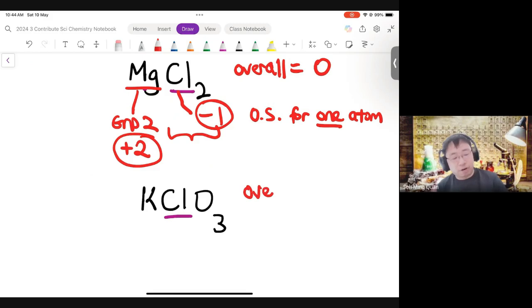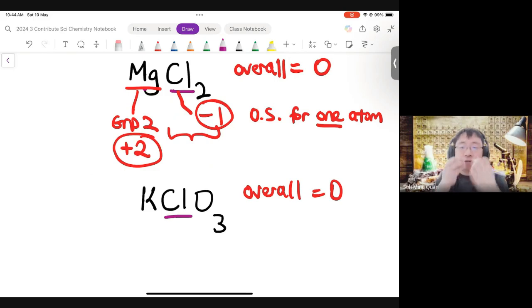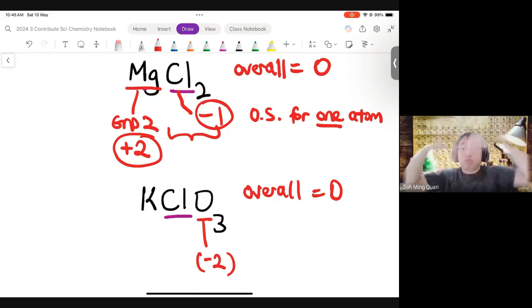Again, you can see the overall charge is 0. There is nothing written on top of the formula, right? There's no plus, no minus. So KClO3 must add up to 0. So we are going to apply the rules again. And you notice the rules that I'm speaking about are always to do with oxygen and so on. So oxygen is a good place to start whenever you are stuck on a problem. Oxygen is -2. Okay? There are 3 oxygens. Remember, each oxygen is -2. There are 3 of them. So together, it's 3 times -2.